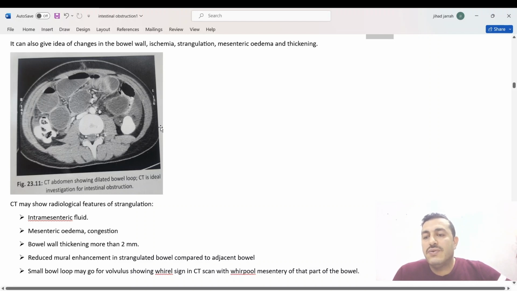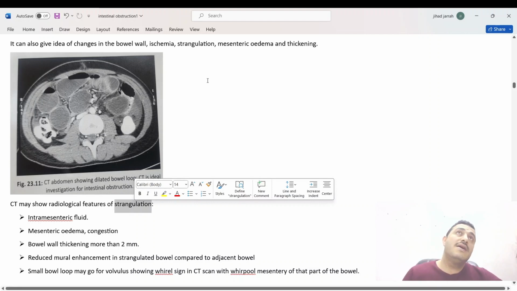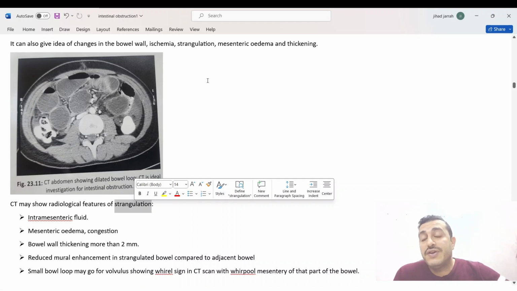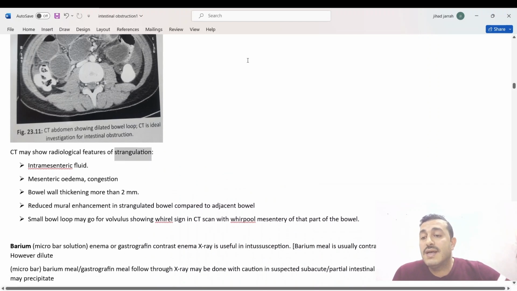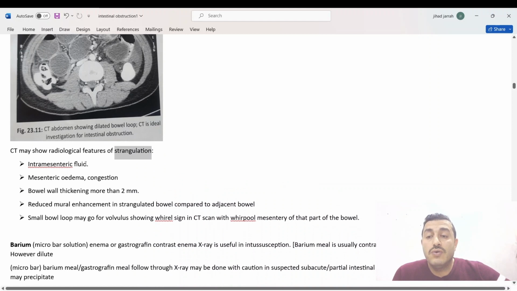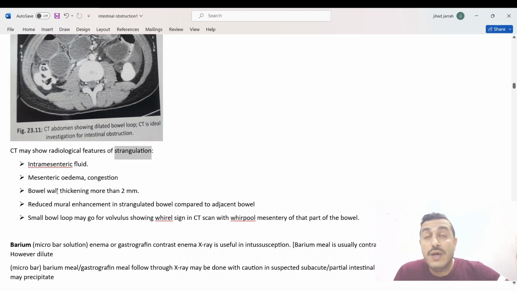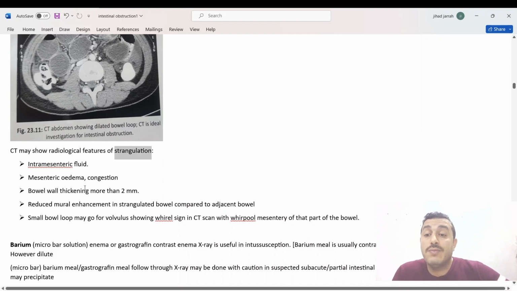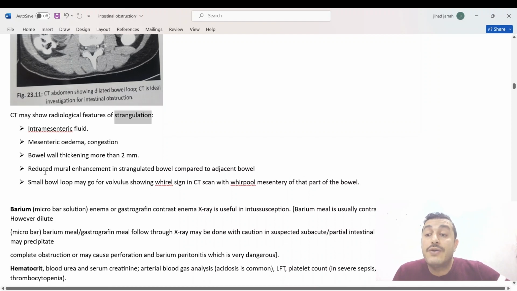Also, there are some features on the CT about strangulation, if there is evidence of strangulation, meaning a decrease of blood supply to the bowel wall. For example, if we have intramesenteric fluid, be careful. If we have mesenteric edema, or if the bowel wall thickness is more than 2 millimeters, we are talking about strangulation and we have to be more careful. These are not picked up on X-rays. Reduced mural enhancement.